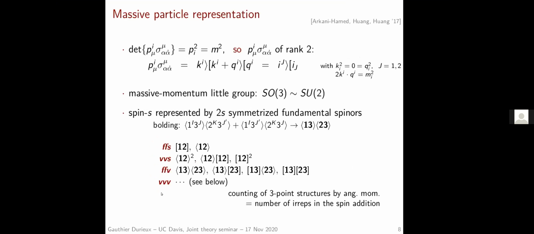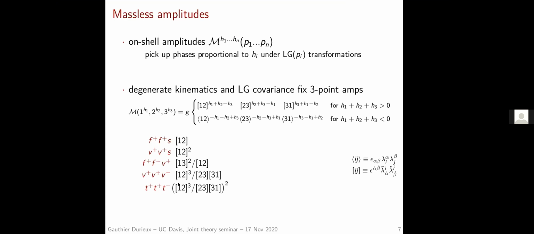Okay, sorry. Yes. What do you mean by degenerate kinematics? It means, for instance, that there is no Mandelstam invariant in a 3-point amplitude. They're all constants, and in the massless case, actually vanishing. You mean in the real momenta?